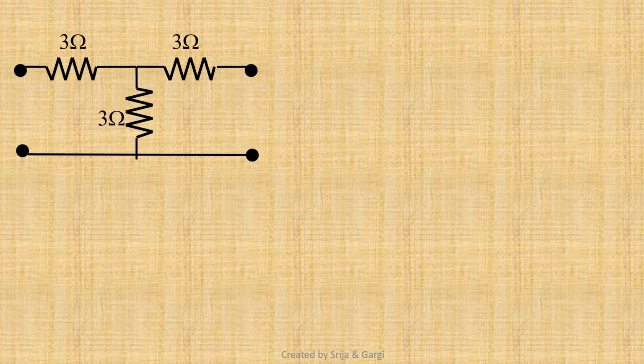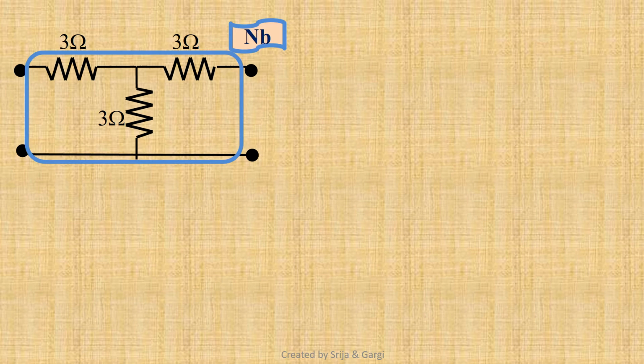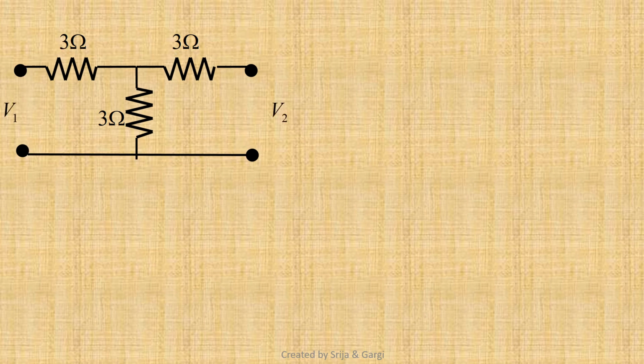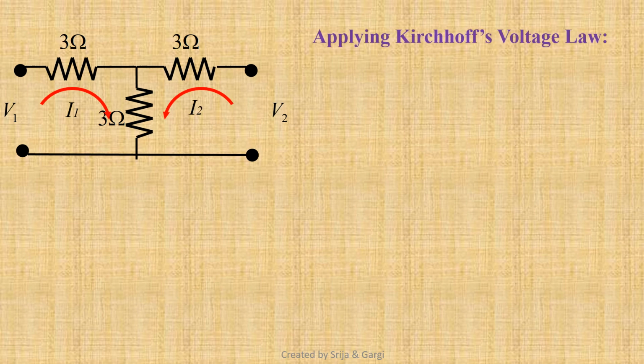Let us find out the Z parameter matrix for network B. Let's assign the input and output port voltages as V1 and V2 and the loop currents as I1 and I2. Applying Kirchhoff's voltage law, from loop 1 we can write V1 equals 6 I1 plus 3 I2. From loop 2 we can write V2 equals 3 I1 plus 6 I2.